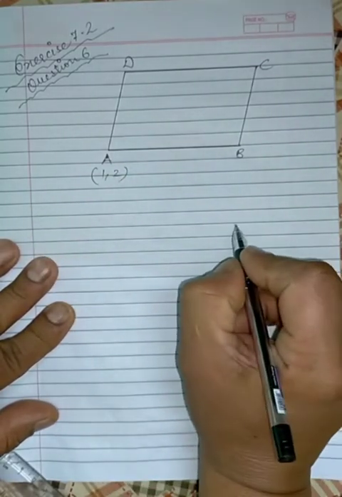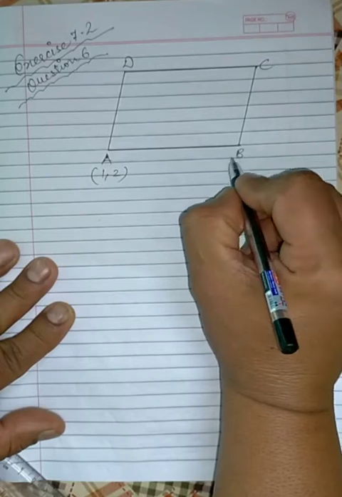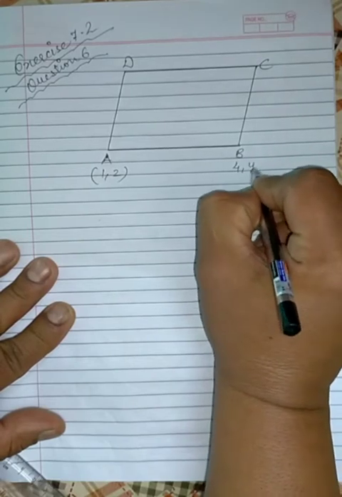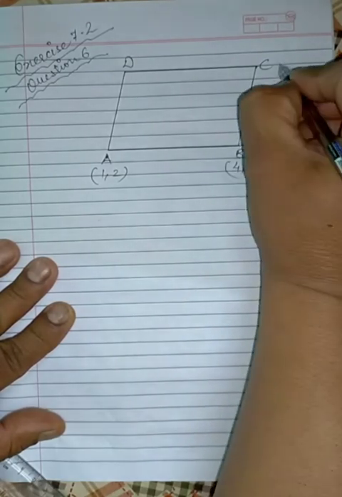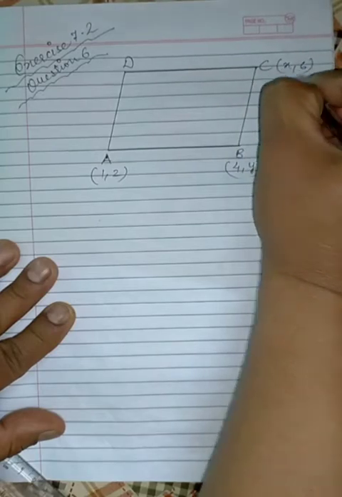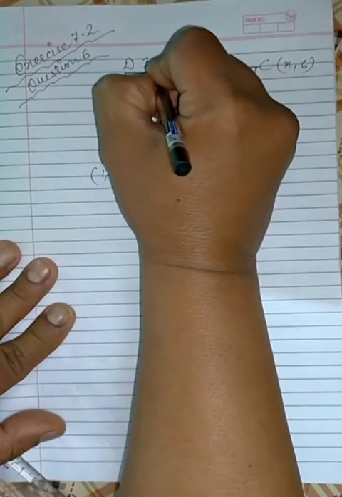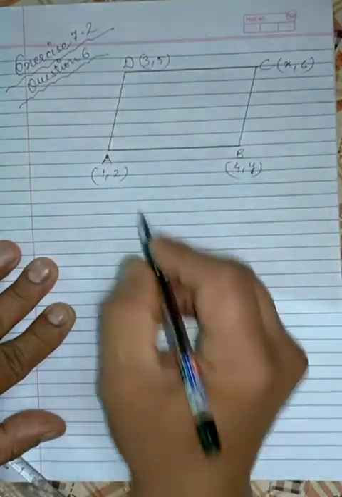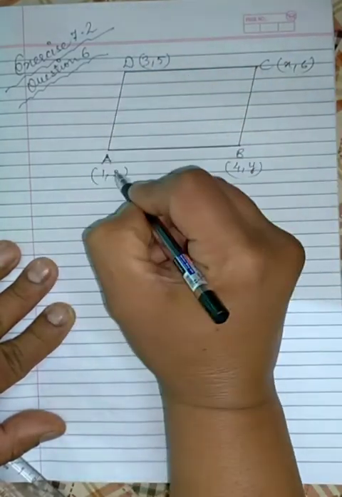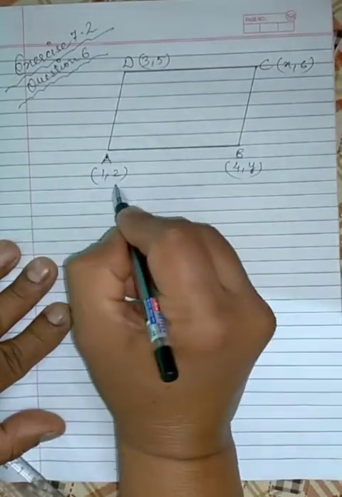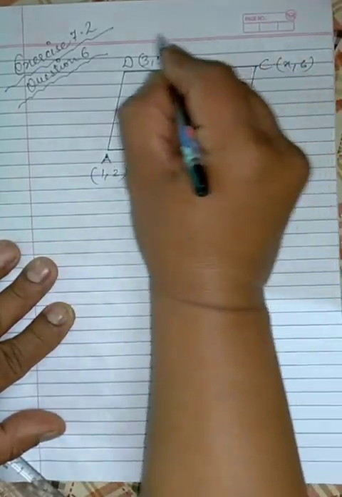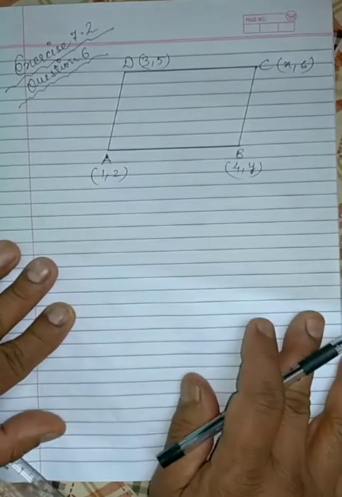in order: (1, 2), (4, y), (x, 6) and (3, 5). I have taken in this order. You can take in this order also. Make sure that it should go in circular order so that the order should not mismatch.